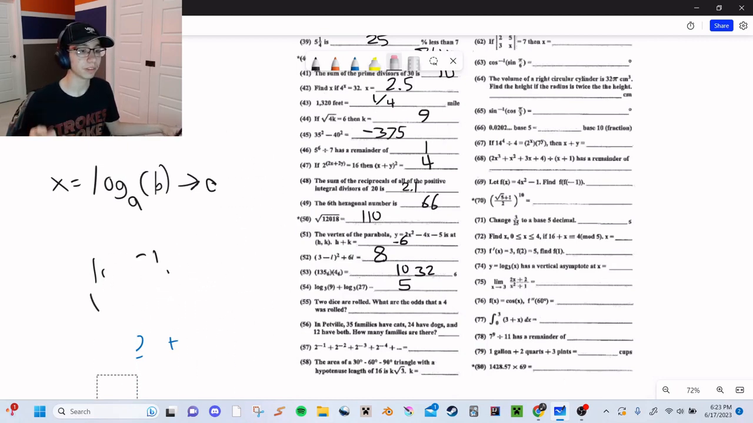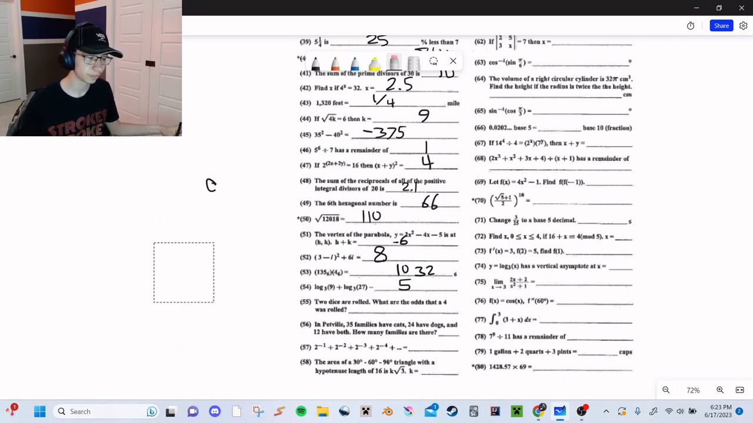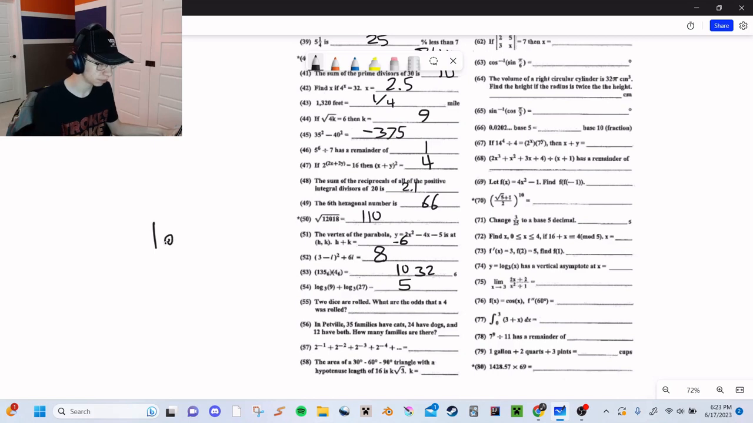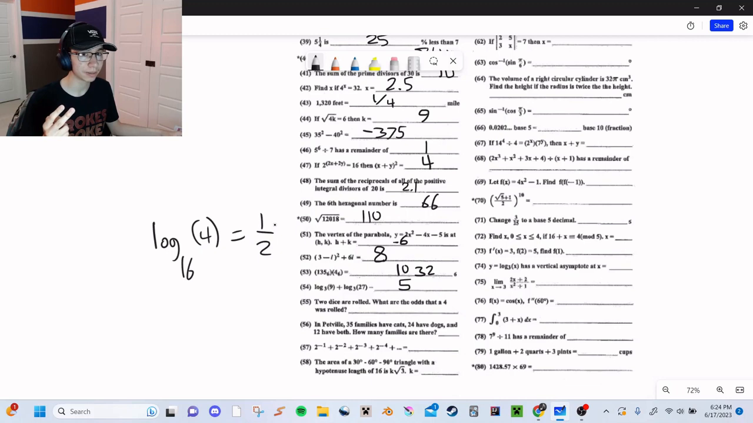So now you're more familiar with logarithms. I'll give you one little question. If I had log base 7 of 49, what is that? 7 to what power gives me 49? That's 2. And if I had, let's say, log base 16 of 4, that would be 1/2, because 16 to the 1/2 power, or the square root of 16, gives me 4.